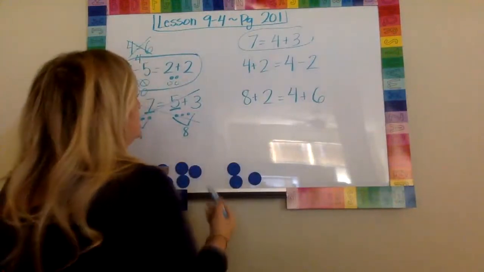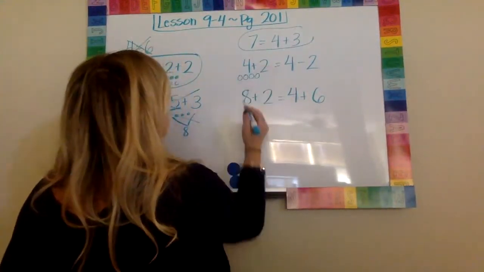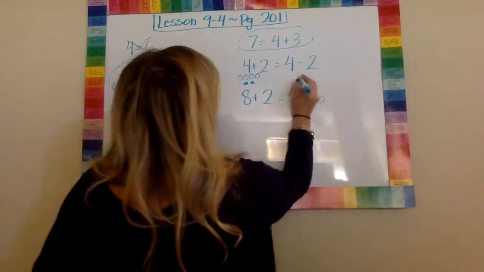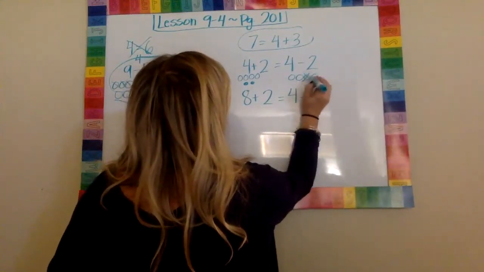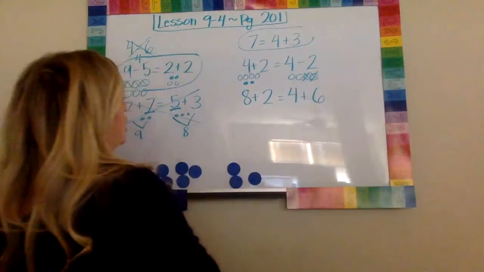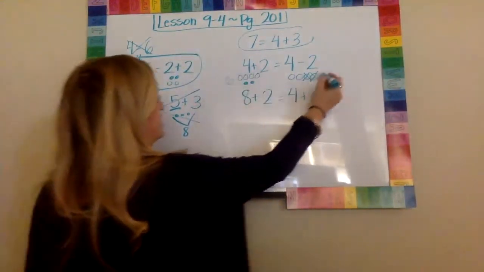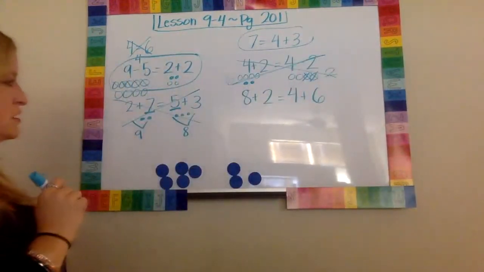Absolutely. Now 4 plus 2, 1, 2, 3, 4, 5, 6. Here I have 1, 2, 3, 4, and I'm taking away 2. 1, 2. No, that is not a true equation because here I end up with 6, and here I end up with 2. So false.